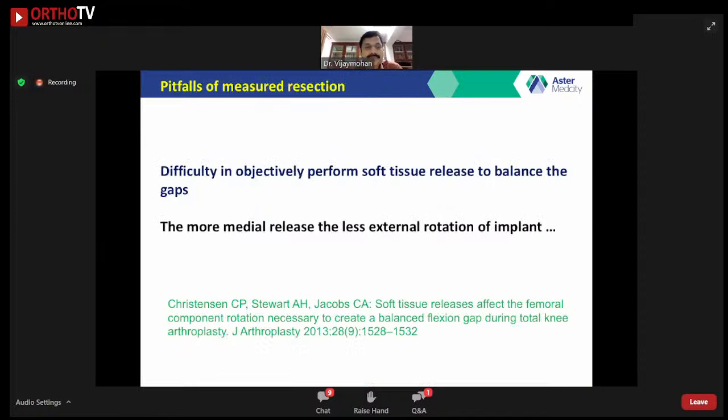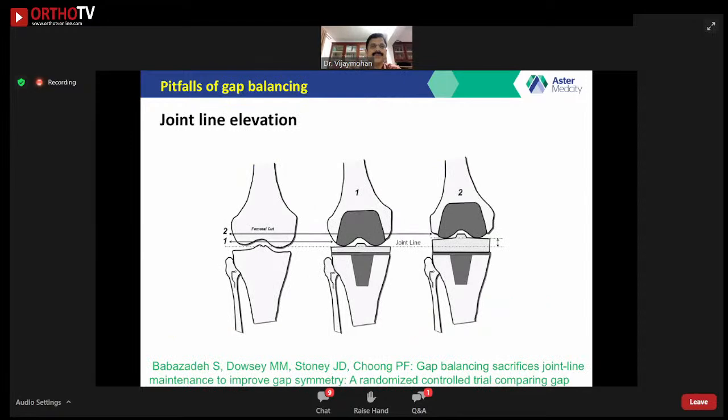And what are the pitfalls in gap balancing? Again, there's a difficulty in objectively performing soft tissue releases to balance the gaps. I'm still talking about measured resection. The more medial release you do, the greater the chance of the femur getting externally rotated. And when you do eyeballing, you naturally tend to keep the femur less externally rotated, and it can go into internal rotation of the femur.